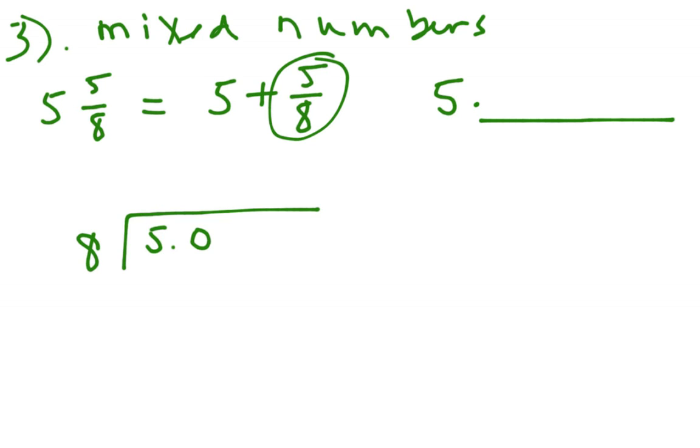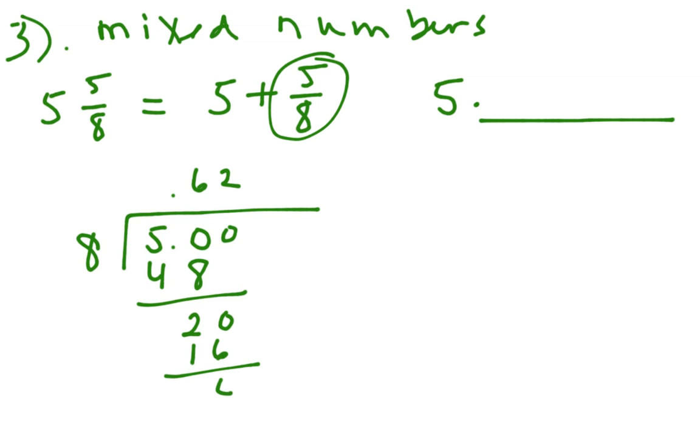So 8 goes into 50 6 times. So that's 48. 2, 0, 8 goes in twice. 16, another 0, 5. So that terminates, because that's going to be 40 with no remainder. So there's my 5.625. So that's faster than, I believe, doing 45 over 8 and trying to do the whole thing in division.